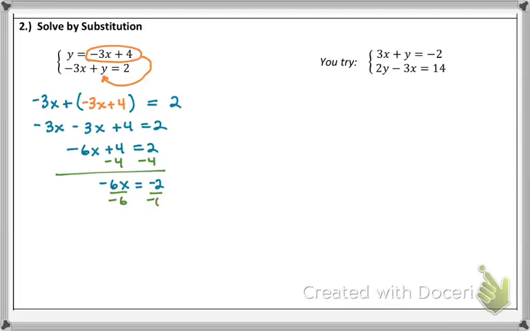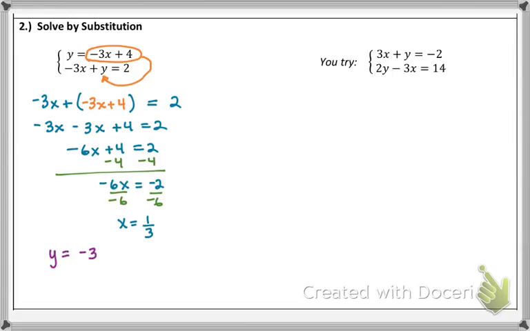Divide both sides by negative 6. I have x equals, negative divided by negative is a positive, 2 over 6 is really 1/3, and so x is 1/3. Once you have one variable, you can take this x equals 1/3 and substitute it back into either one of the original equations and solve for y. It's entirely up to you which one you want to substitute it back into. So I'm just going to substitute it back into the first one.